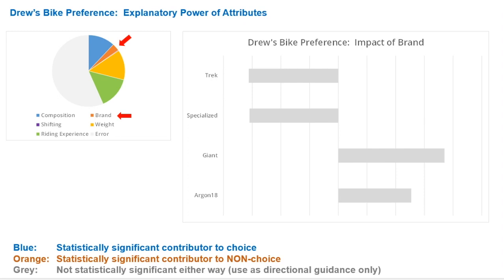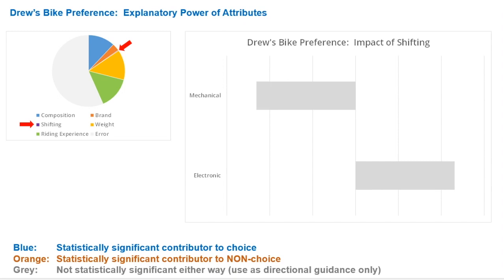Well, that's very cool. You can see how this all works together. And then the final one is shifting. So there is some directional indication that electronic shifting is preferred here, but it's not statistically significant. And given such a small explanatory power to Drew's preference, I would not make many conclusions about this, and instead would rest on the fact that Drew's preference is mainly driven by weight, by riding experience, and composition.